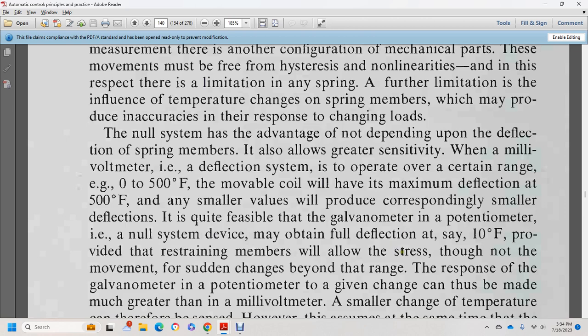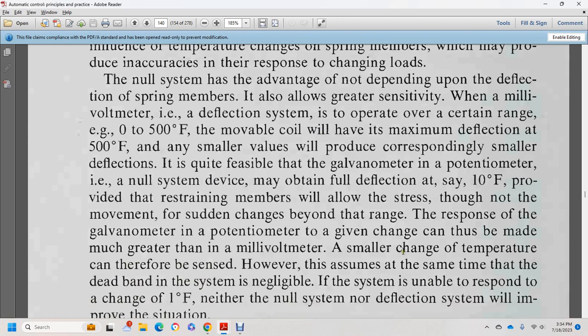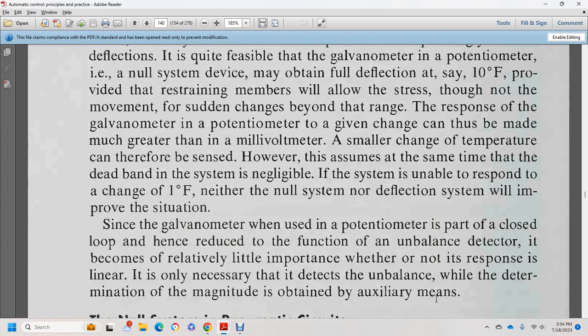The galvanometer in a potentiometer gives a change that can thus be made much greater than the millivolt meter with a small change in the potentiometer, and can therefore be sensitive and help the system, at the same time that the dead band of the system is negligible. But the system is unable to respond to a change of 1 degree Fahrenheit; neither the null system nor the deflection system will improve the situation.